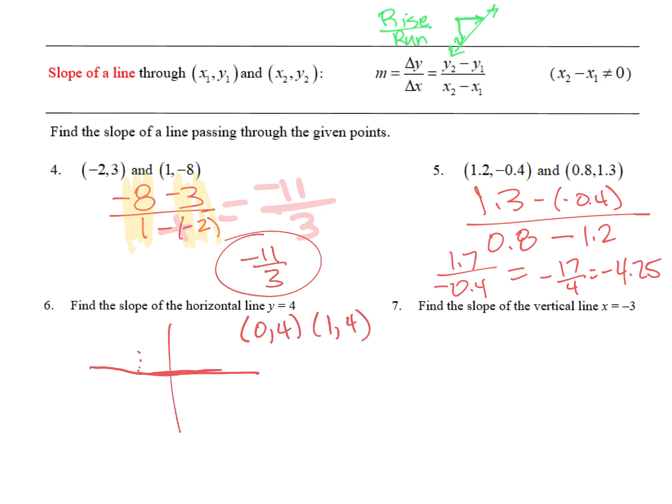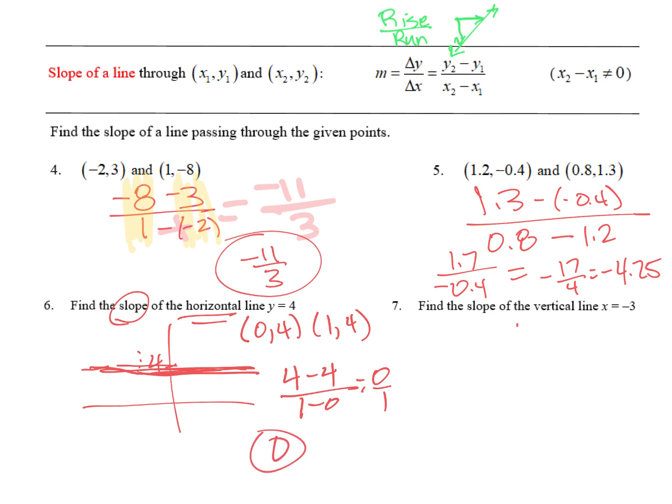Okay, so if I were graphing this, this would be 4, and so all the points on here have a y value of 4. Now, if I found the slope of that, that would be 4 minus 4 over 1 minus 0, which is 0 over 1. So the slope of a horizontal line is 0.